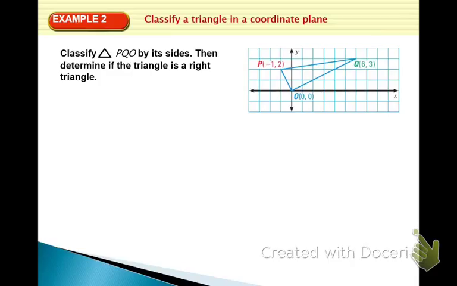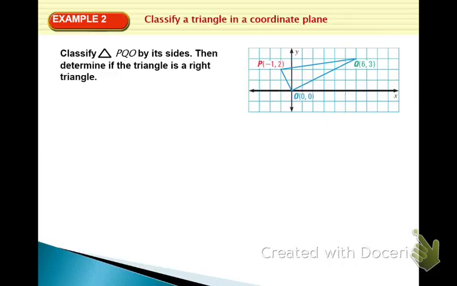Taylor? PO to OQ. Well, what about those lines? What are you comparing, though? We're not adding them. We're going to find the slope of both of those lines, the ones that look most like a right angle. Like she said, PO and OQ look like they may be 90 degrees. So we need to find the slope of PO and the slope of OQ.